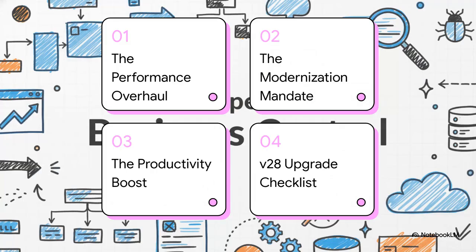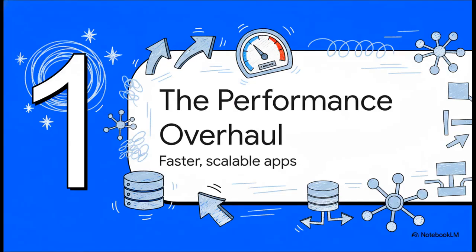So here's our game plan. We're going to start with those big strategic shifts, making things faster and updating the platform. Then we'll drill down into the practical tools, and we'll wrap up with a checklist you can start using right away. Okay, let's kick things off with that first theme, performance. This is all about making your apps run faster, smoother, and just handle way more data without breaking a sweat.